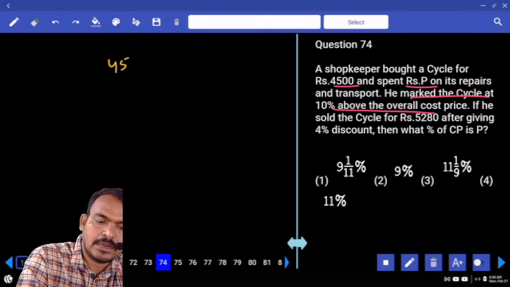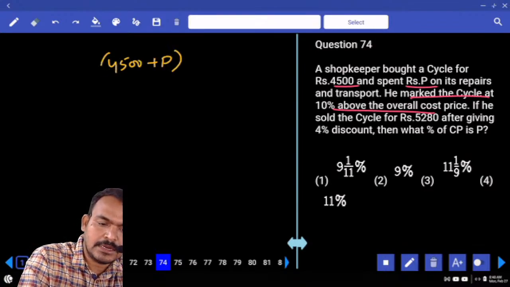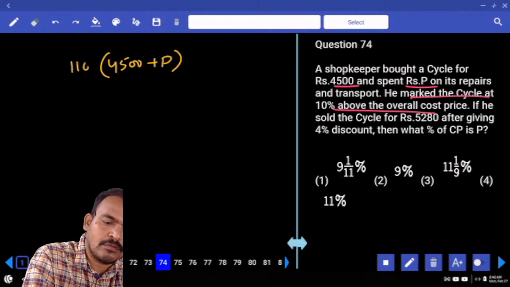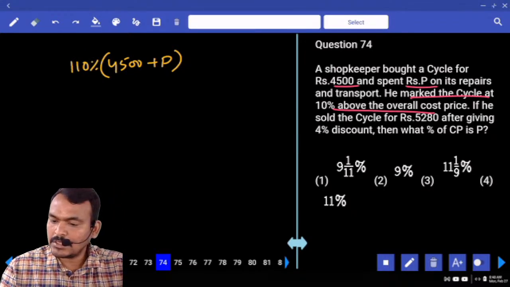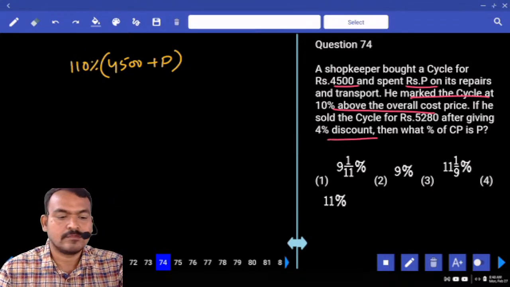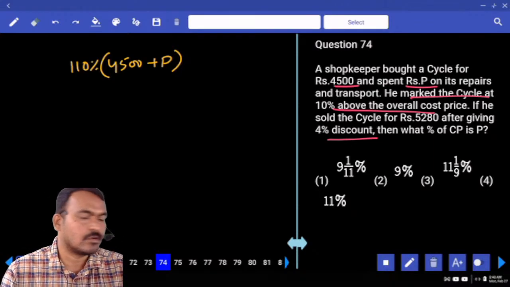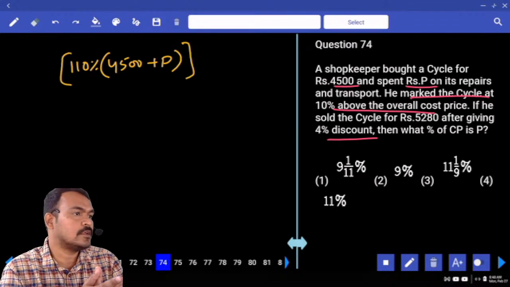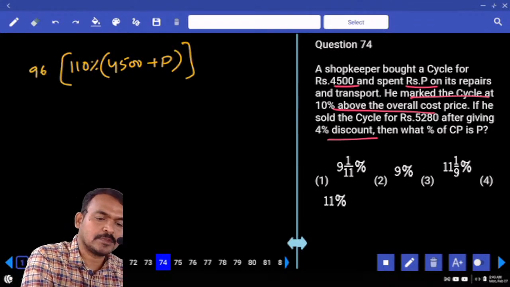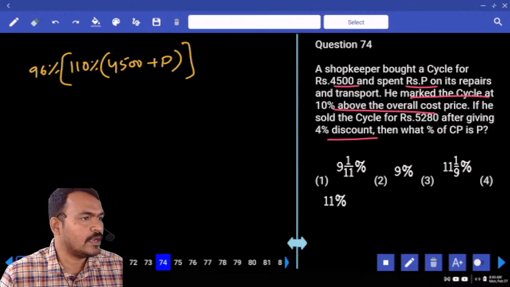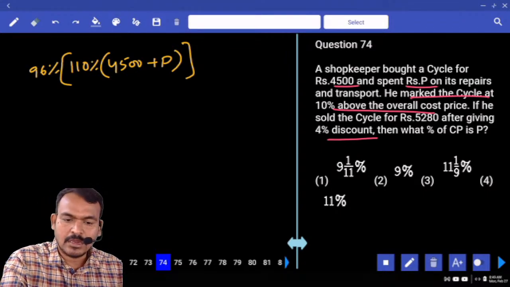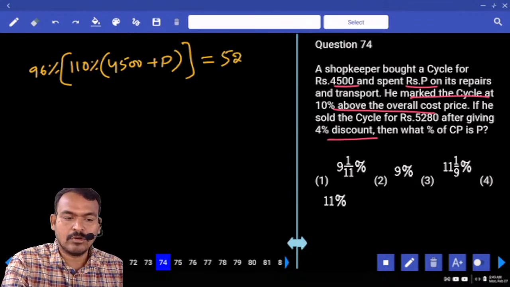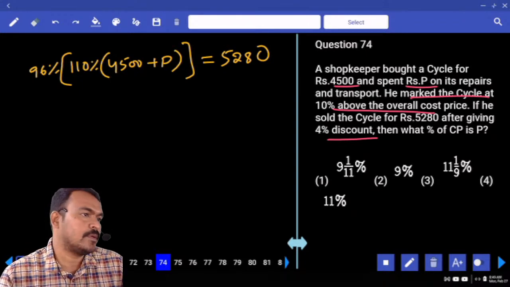He marked the cycle at 10% above the overall cost price, meaning 4,500 plus P. In that, how much percent is marked? 10%. So the marked price is 110% of this value. How much discount is offered? 4% discount means the remaining 96%. So 96% of 110% of 4,500 plus P is equal to the selling price. What is the selling price value? 5280. Simplify this and we get the P value.